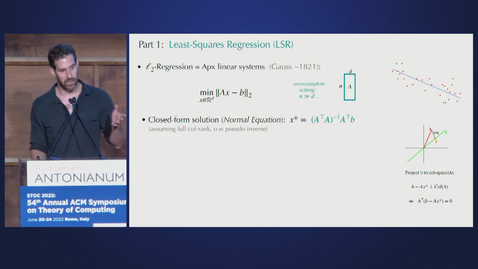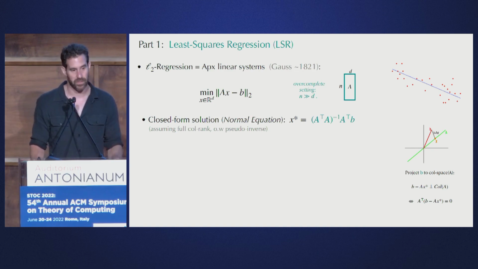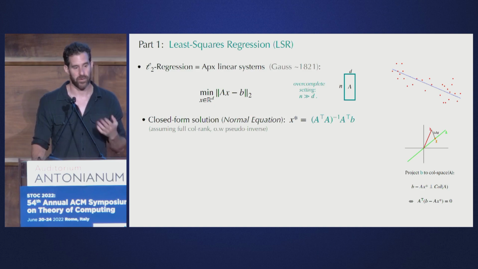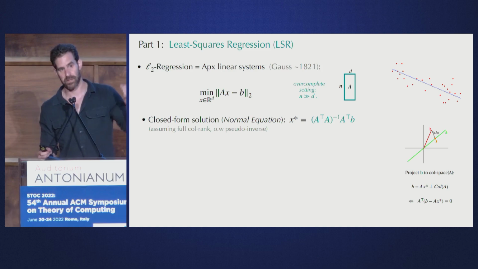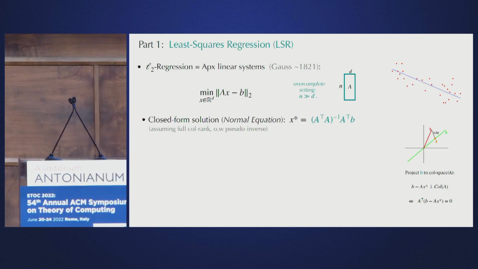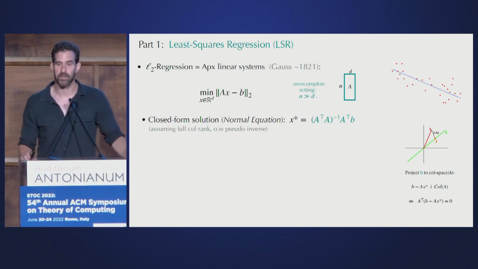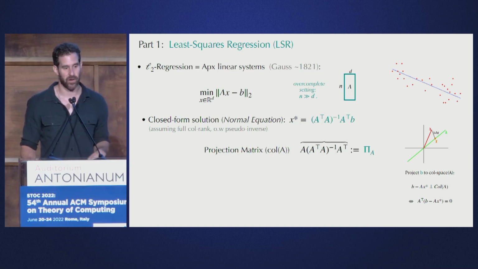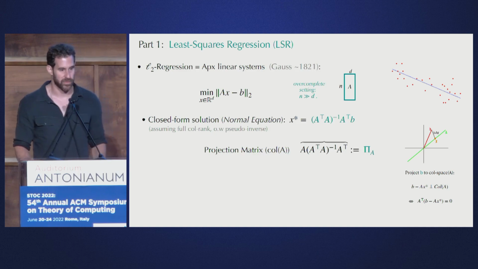One way to prove this equation is that we're just looking for the vector x whose residual vector, the difference b minus Ax, is orthogonal to the column space of A. By duality, this means that the difference vector, b minus Ax, lies in the kernel of A transpose, and you just rearrange this equation and you get exactly the normal equation. Does that make sense? Any questions about this? Throughout the talk, we'll denote the actual solution, which is Ax star, by Pi_A. Pi_A is going to denote the projection matrix onto the column space of A.